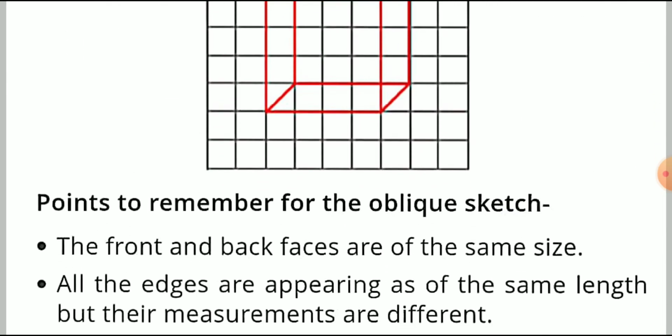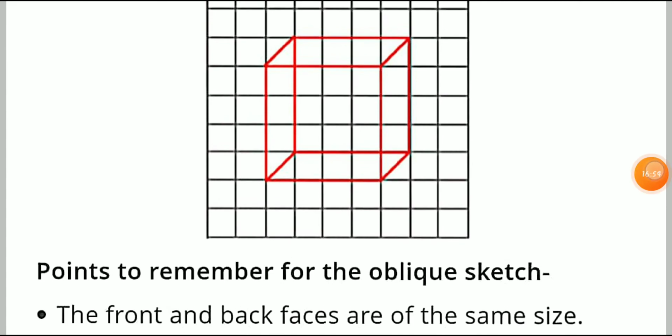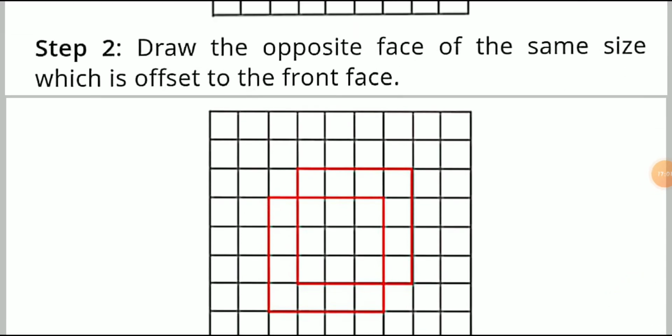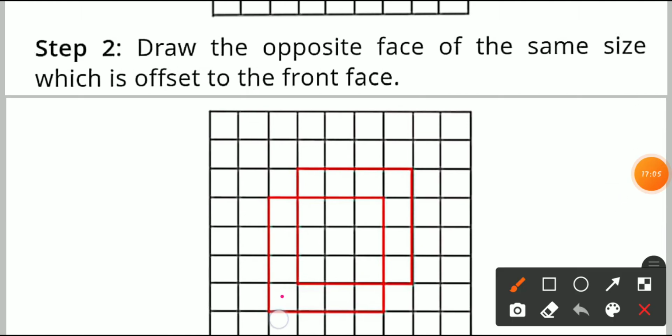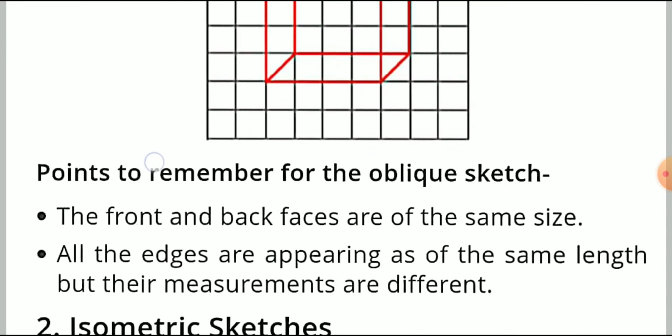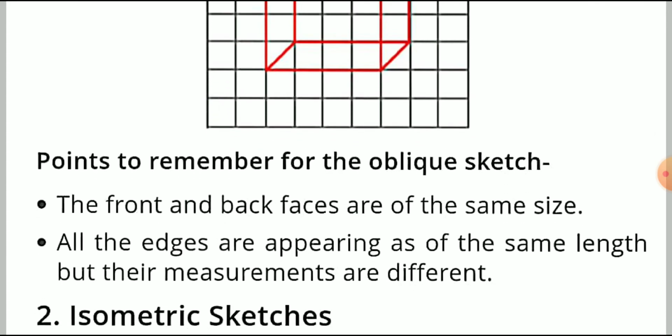Point to remember for the oblique sketch: the front and back faces are of the same size. The front and the back face are the same size. See, the front and the back, they both should be of the same size. How can you measure the sides? Count the number of boxes: 1, 2, 3, 4. Here 1, 2, 3, 4. This should be the same. Then all the edges are appearing as the same length, but their measurements are different. Whatever edges you are drawing, they should appear the same length. But sometimes the measurement should be different.